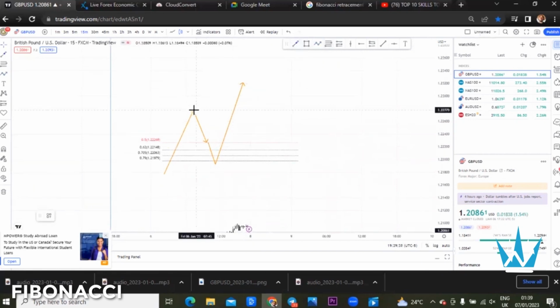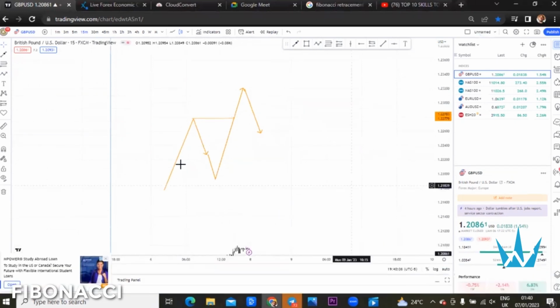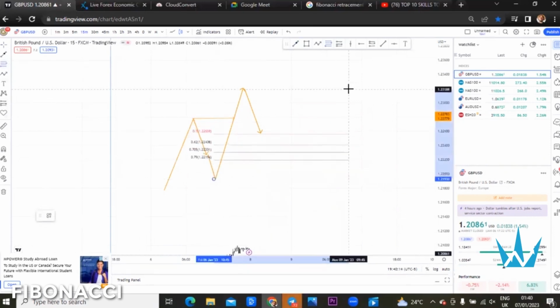How to use the Fibonacci: once a high is broken, you cannot use the same Fibonacci arrangement to determine the next retracement. Once a high is broken, the next retracement is going to need you to redraw your Fibonacci. So I'm going to erase this, and I'm going to draw it again from here to the top. A new drawing, because it's a new swing.